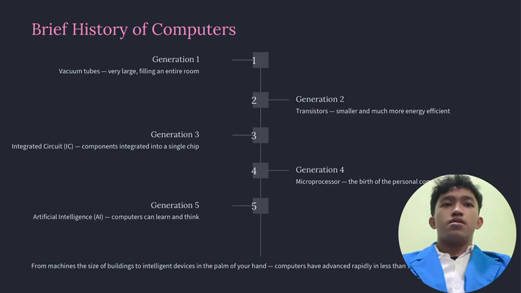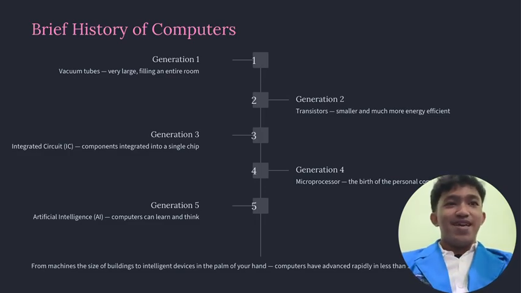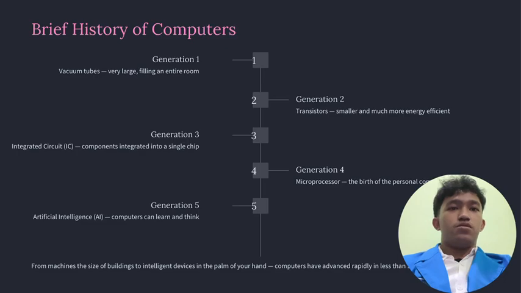Now let's take a quick look at how computers have evolved over time. This development is usually divided into 5 generations. Generation 1 used vacuum tubes. The machines were enormous, sometimes filling an entire room.